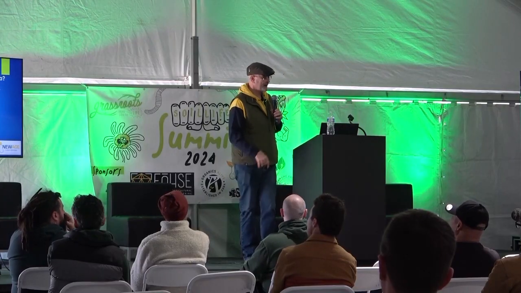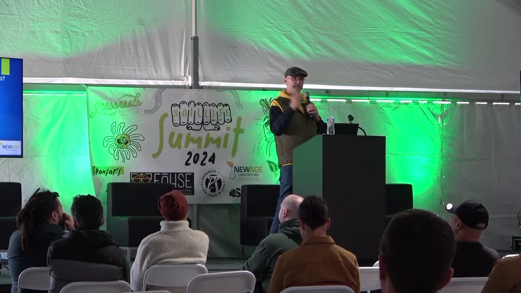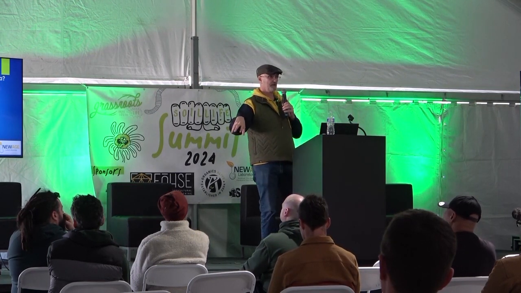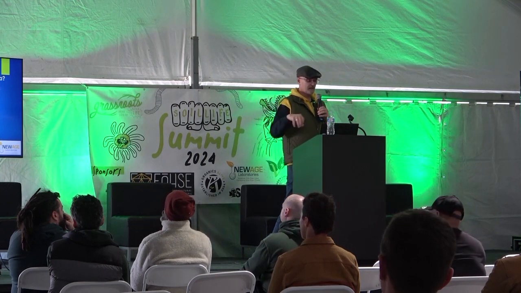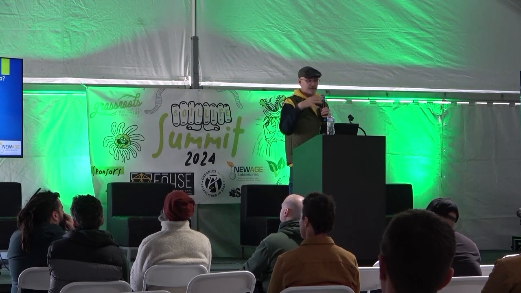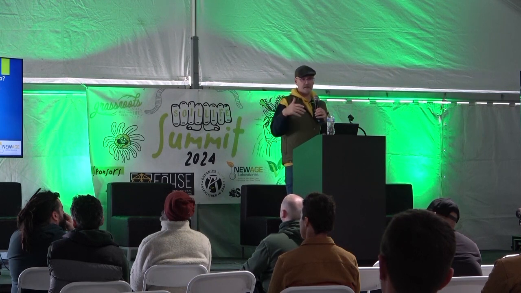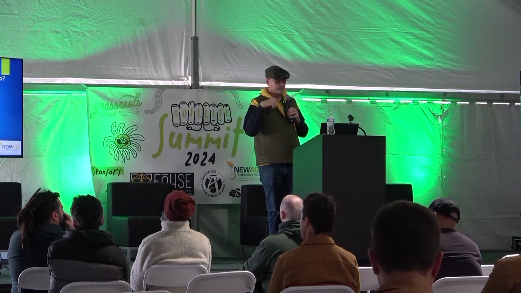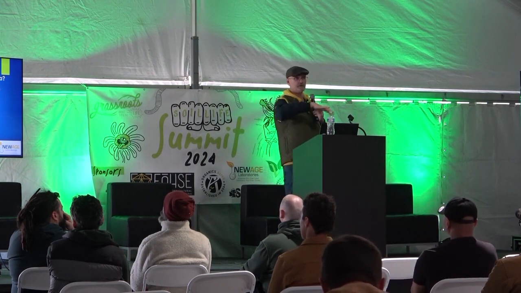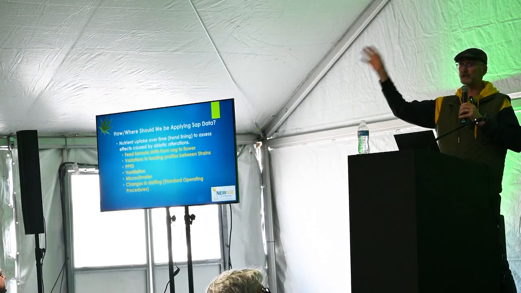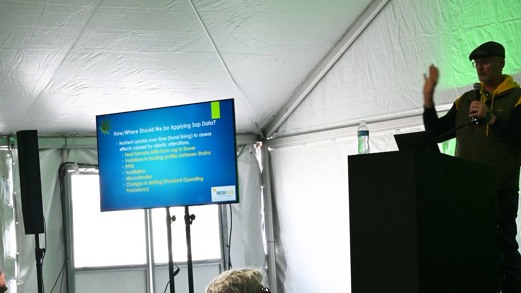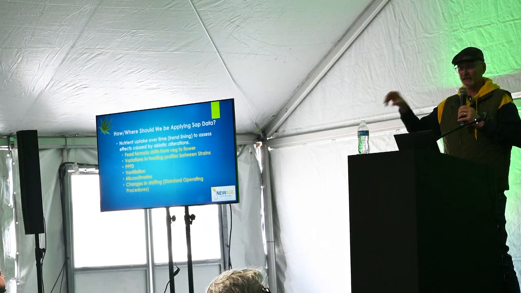So how and where should we apply SAP data? There's a lot of places where we can take this and put it into our management styles, okay? Nutrient uptake over time, trend lines to assess the effect and cause of abiotic alterations. We've all got these, whether we're doing living soil, whether we're doing CEA, whether we're doing greenhouse, you name it, we've got these issues going on.